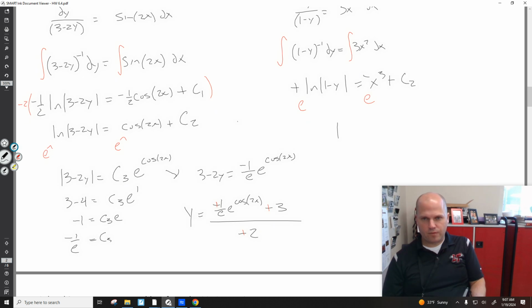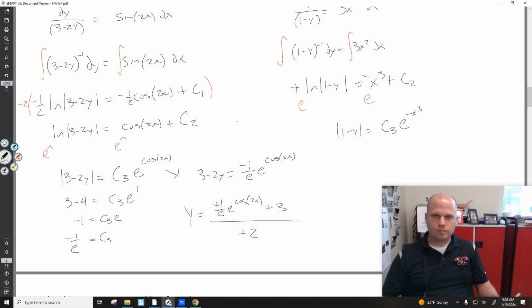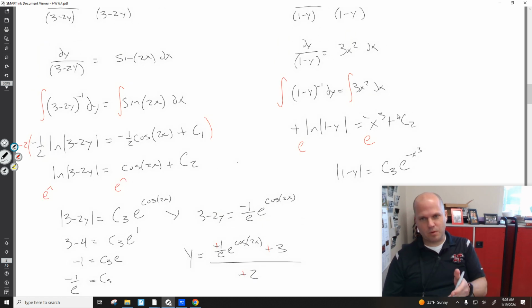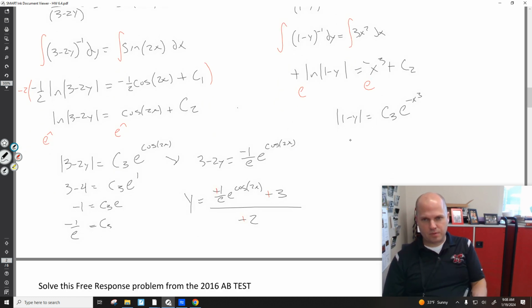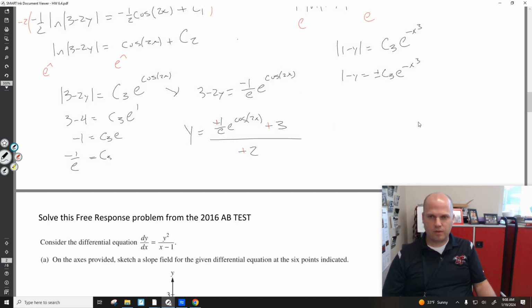Put C in an advantageous position. If you've done it enough, you're probably good that this will be a C3. We start with negative C1. E to the negative C1 is C3, or negative C1 is C2. E to the C2 is C3. Get rid of the absolute value, make this a plus or minus, ignore the plus or minus because you're going to find the correct sign because e to the negative x cubed has to be positive. I get 1, 1. Oh, that's fun. I don't think I should get 1, 1.